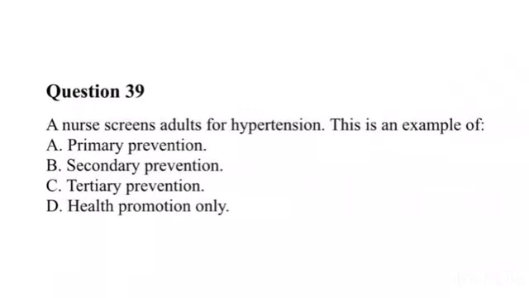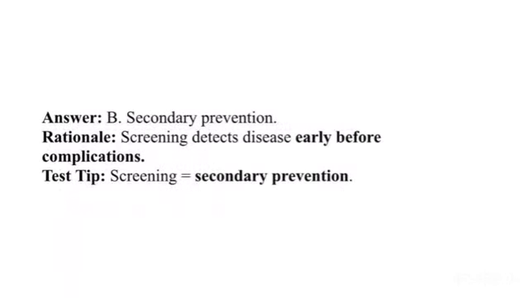Question 39. A nurse screens adults for hypertension. This is an example of A. Primary prevention. B. Secondary prevention. C. Tertiary prevention. D. Health promotion only. Answer: B. Secondary prevention. Rationale: screening detects disease early before complications. Test tip: screening equals secondary prevention.